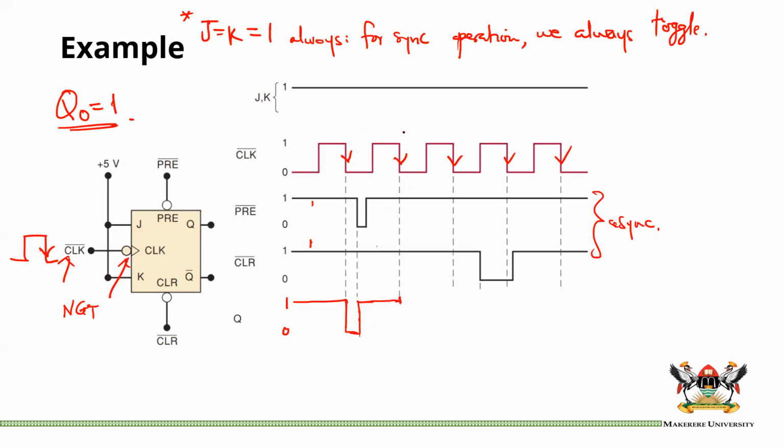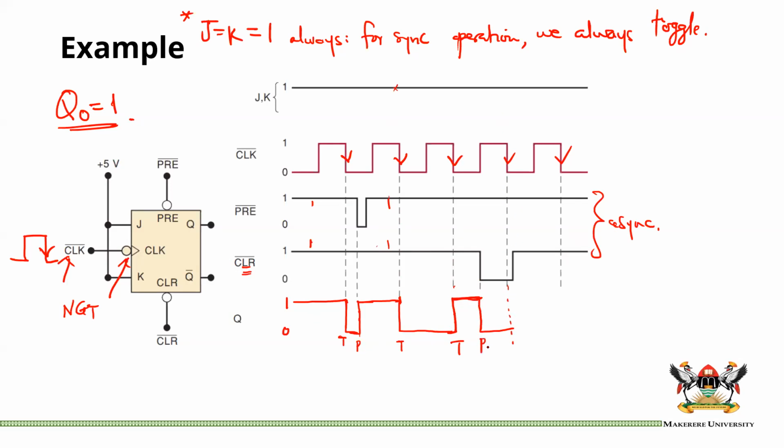At this NGT, we see that our J and K are still 1, and our preset and clear are 1, 1, meaning that they are inactive. So we can toggle. Here we toggle, here we preset, then here we toggle again. And we remain until the next NGT, where we toggle again. Now at this point, we meet a clear input, and a clear input is asynchronous. So at this point, we are at 1, and we are going to be cleared back to a 0 until the next NGT.